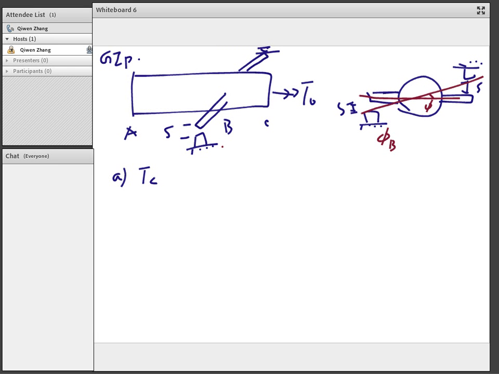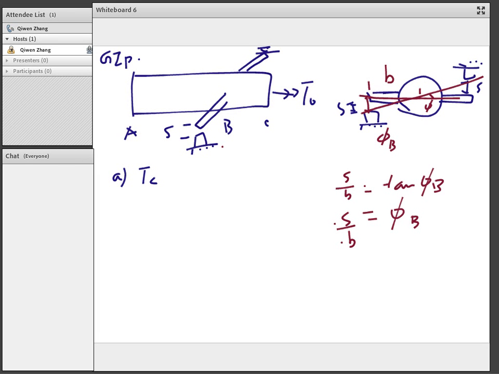So what's the relationship between phi B and S? Phi is the angle and S is a length, and this distance is B. So we have S over B is equal to tangent theta B, right? But theta B is a really small angle because you cannot rotate a bar by a really large angle. So S over B is actually equal to the value of phi B. Now we know S and B, so how do we get phi B?